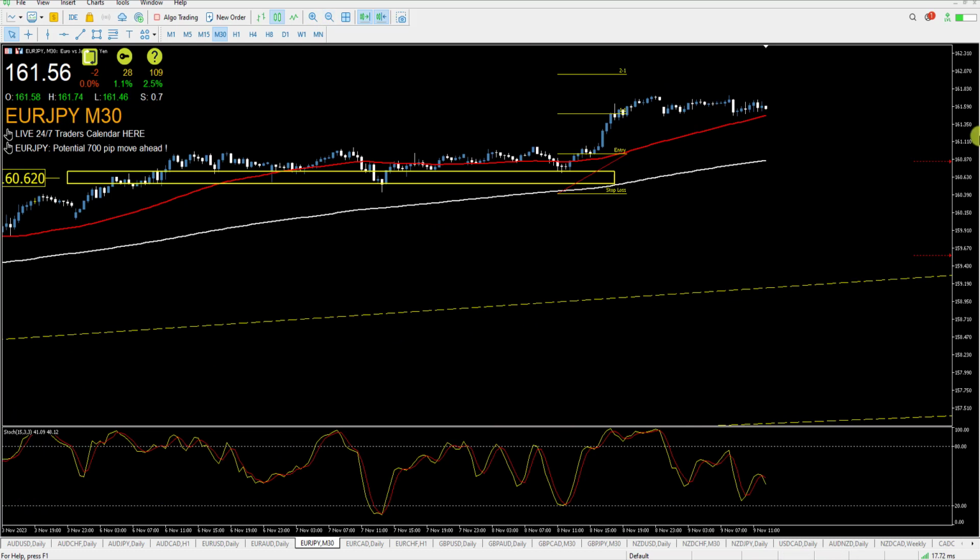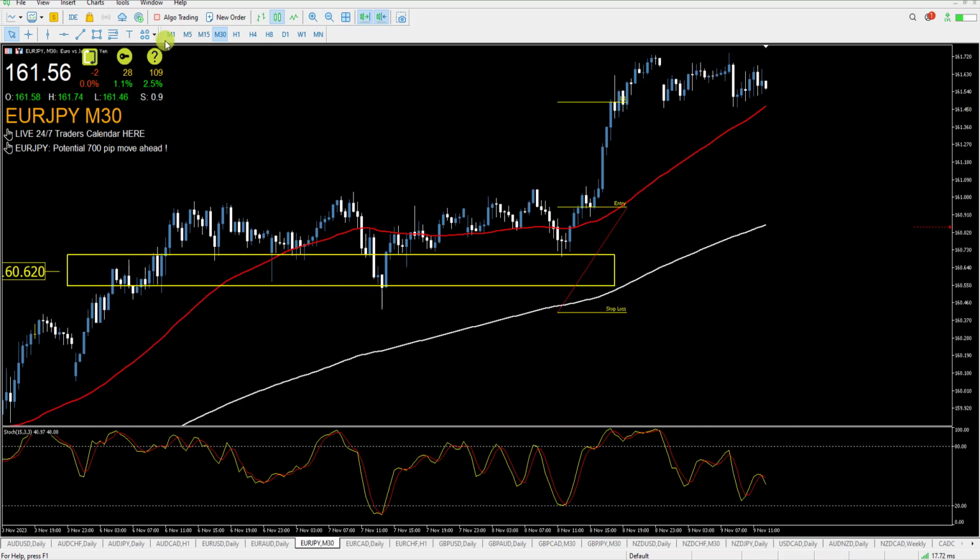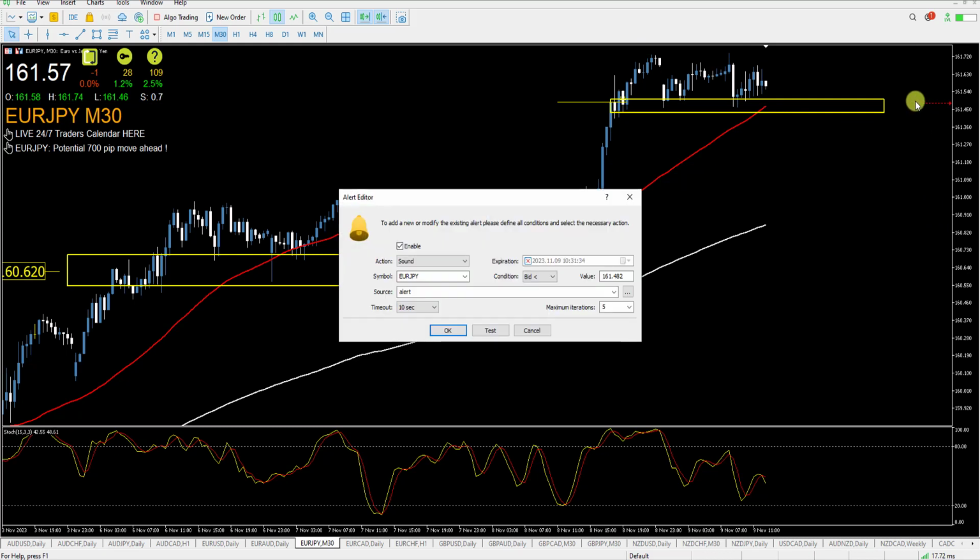Now I am watching this one quite closely. I didn't manage to get an entry on this one. Obviously I'm in pound yen long, so that's a little bit different. So I'm looking to see if we can get long in here. I'm watching this area. I'm going to just move my alert up into these swing lows.